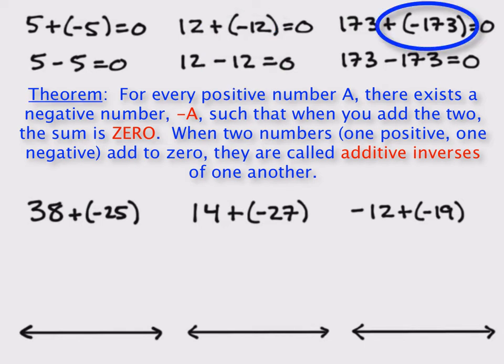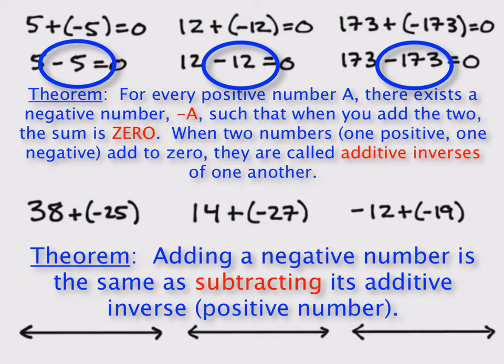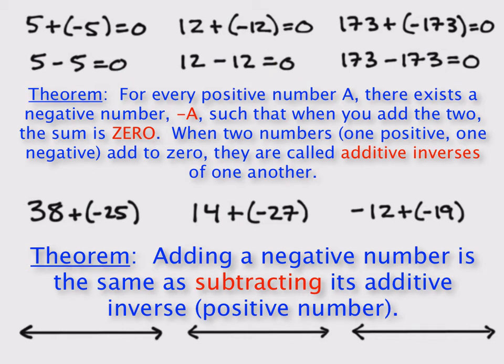In our third, adding negative 173 was the same as subtracting positive 173. And actually, this is going to be true all of the time. In general, adding a negative number is the same as subtracting that negative number's additive inverse, which of course is positive. So, if we look at the three examples below, in each case, we're adding a negative number.